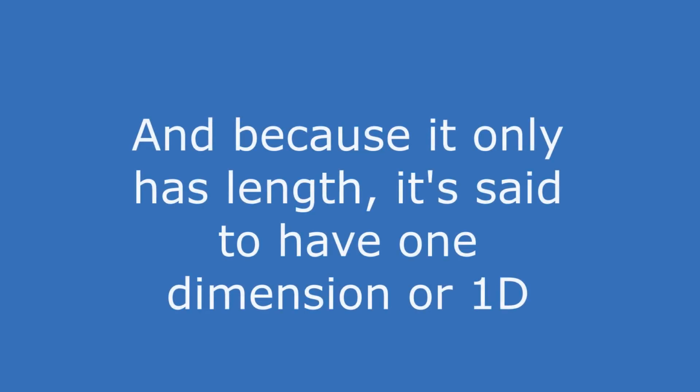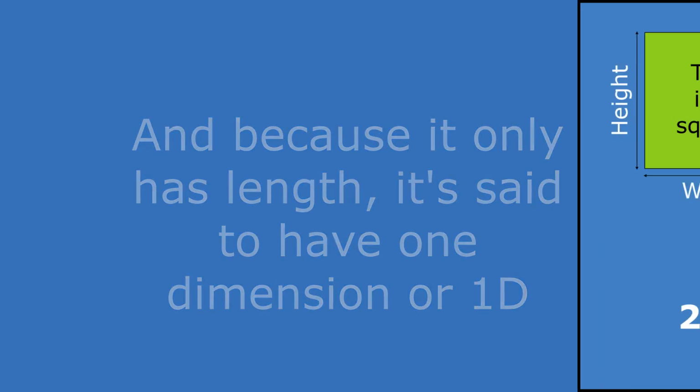And here we have a curly wurly, helter-skelter kind of line. It's a lovely bendy, swervy line, but it only has one dimension. It still only has length. And because it only has a measurement of length, it's considered to be one-dimensional.